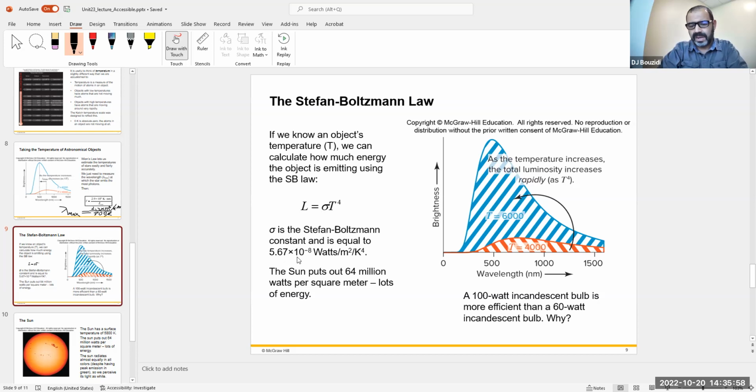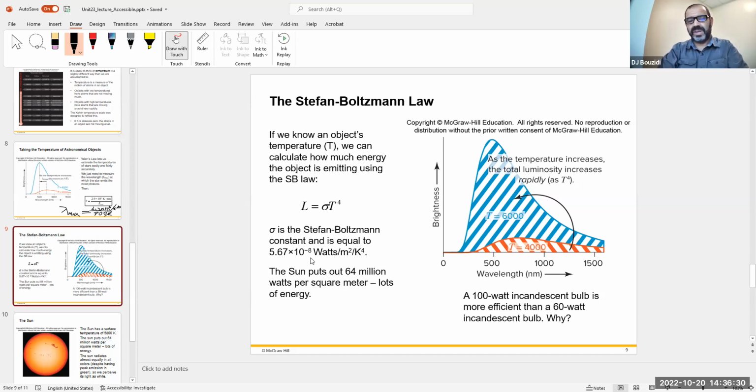Where this constant is a tiny constant, it's about 5.67. It's easy to remember. It's 5.67 times 10 to the negative 8, 5678. And so basically, this gives you now the amount of energy that is emitted per unit area, square meters, and also per unit time, which is watts, okay? So for the case of the sun, it produces a lot.